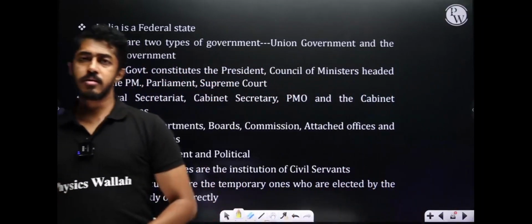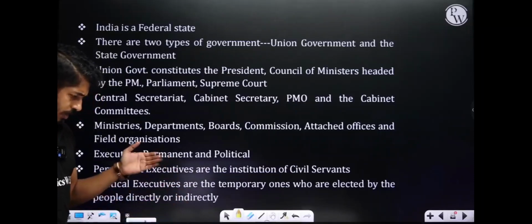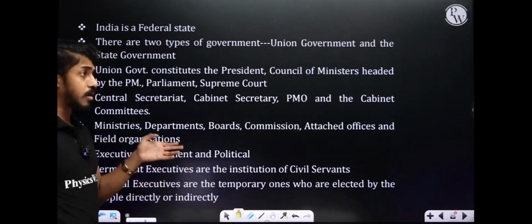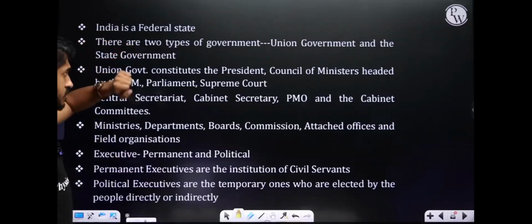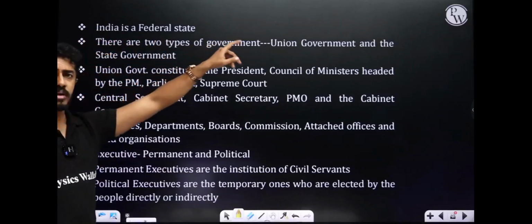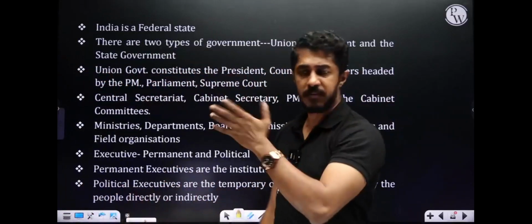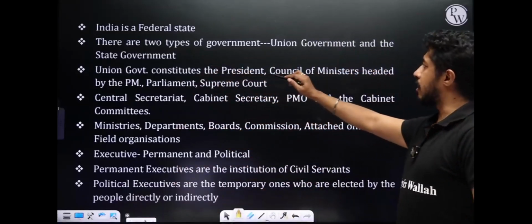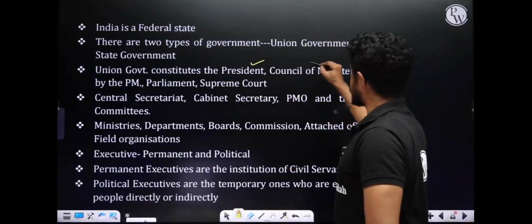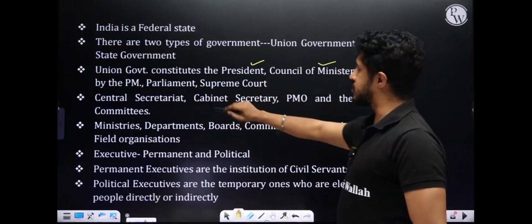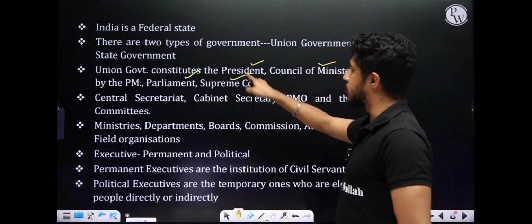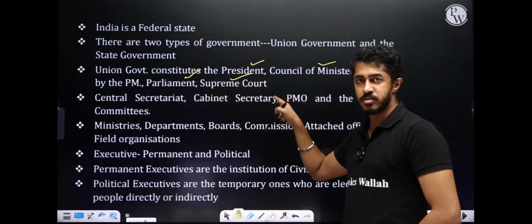Now let us start with union government and administration. What all comes under here? India is a federal state. There are two types of government, union government and state government. State government and administration is our fifth chapter. That time you will see it. Union government constitutes the President, Council of Ministers headed by the Prime Minister, Parliament, Supreme Court. We will be looking into each one of these.